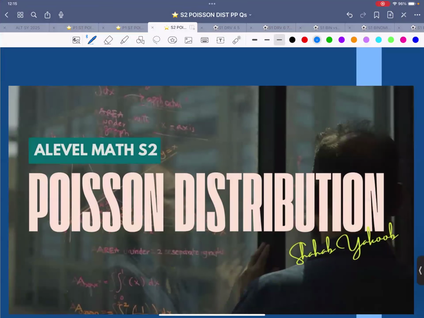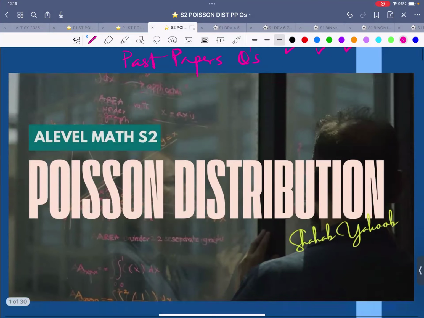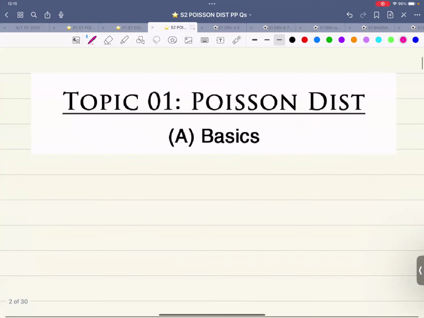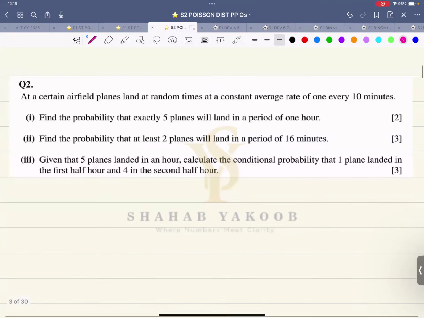We are starting with Poisson distribution questions, and the focus is on past paper questions related to everything in Poisson distribution. Now let's start with the basics. So this is topic 1, and first of all let's focus on the basics.